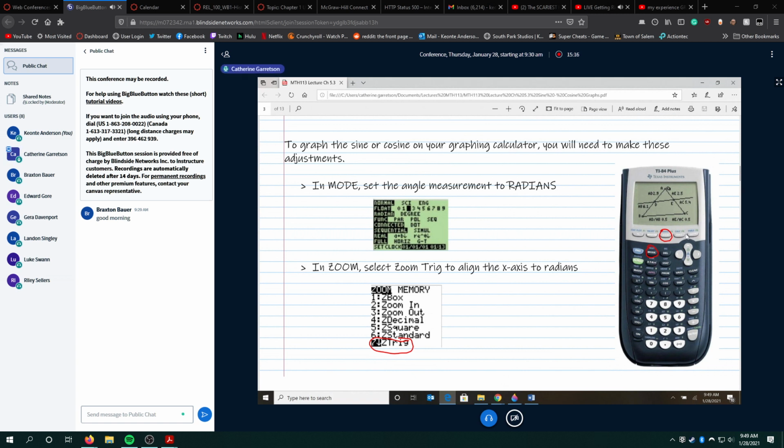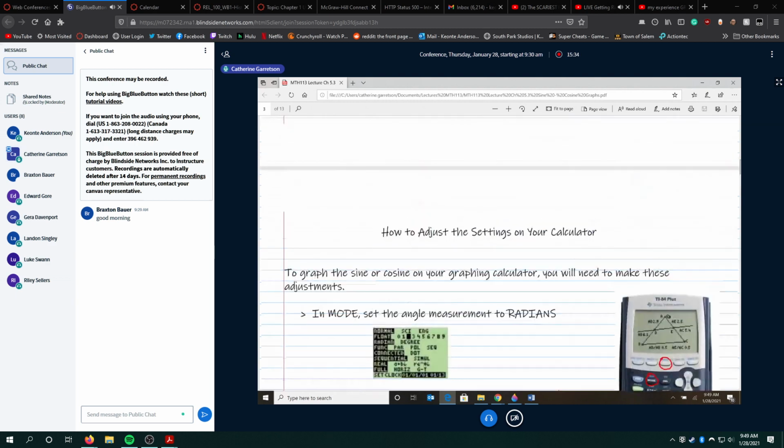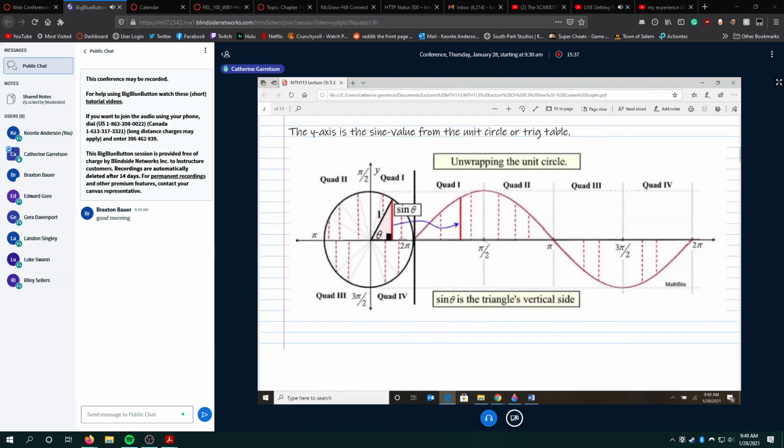So my graph is up here, and what you should get is your sine curve. Now, if you're in zoom trig, it zooms in, but it's also going to align. You should get this graph, and it should continue on that way. Are you getting something that looks like a sine wave that goes through the origin? Okay. So I've got my sine curve there.